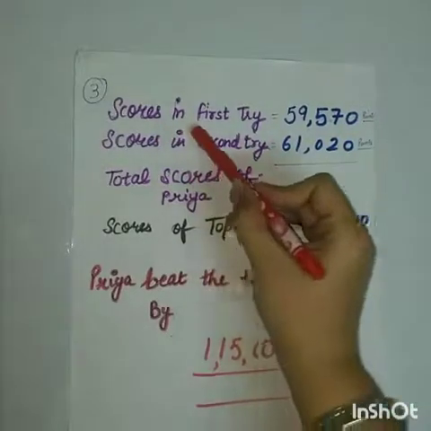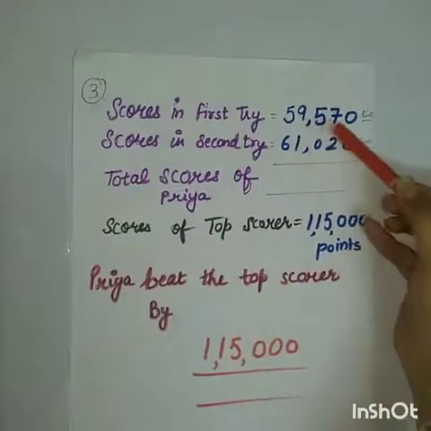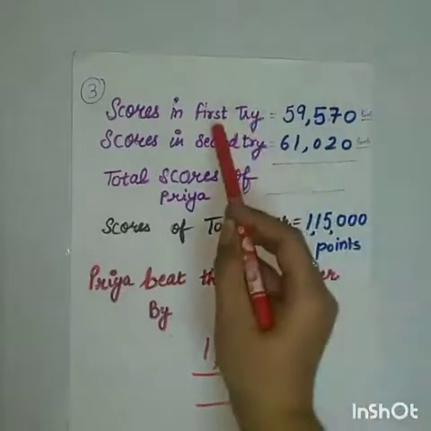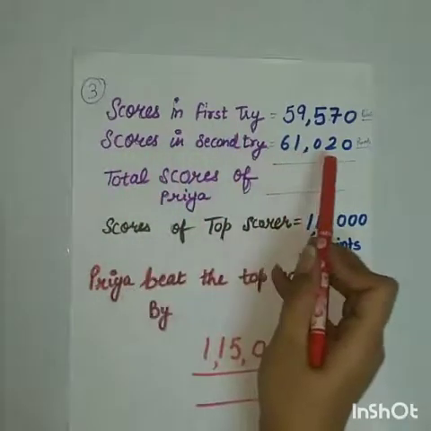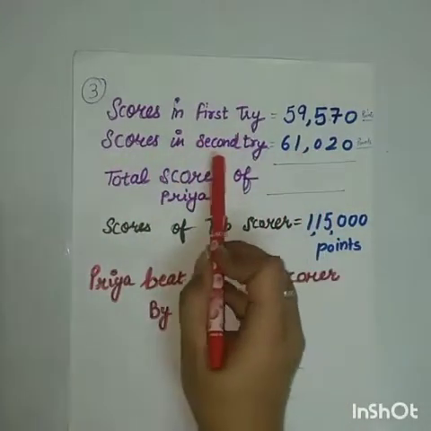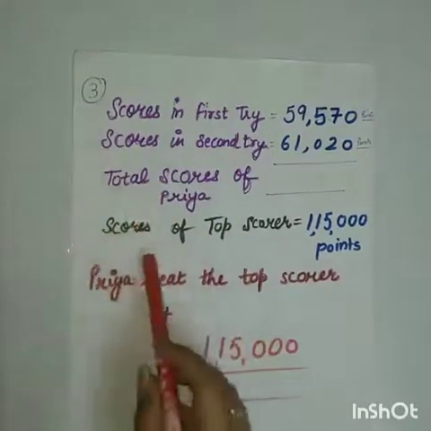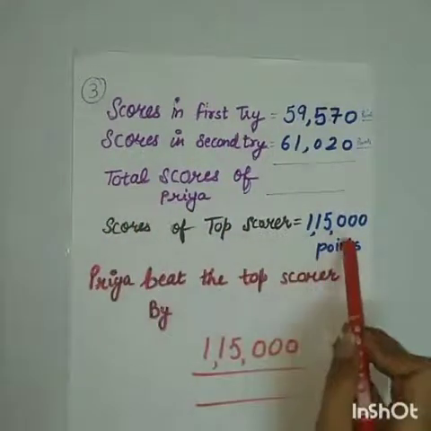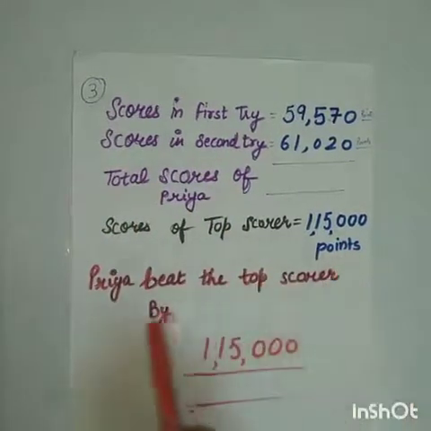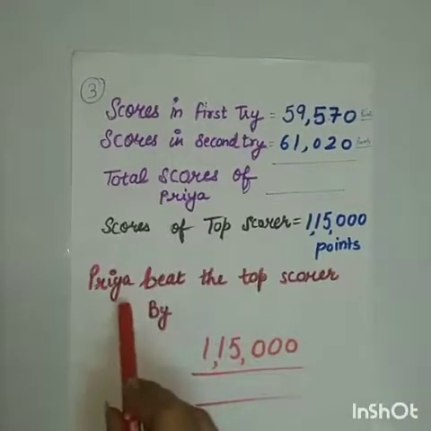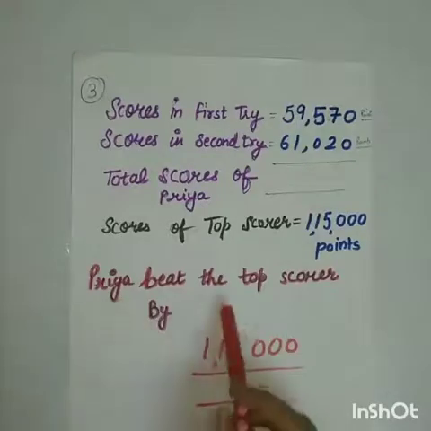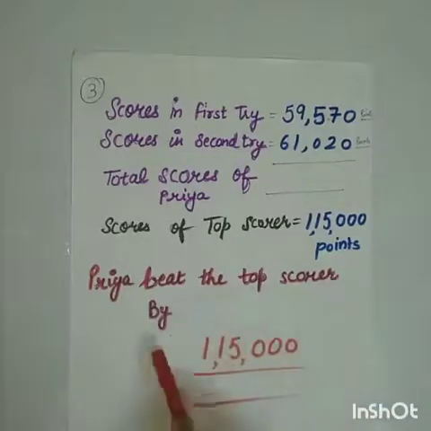Third question. Priya is playing in a tournament. She scores 59,570 points in first try and she scores 61,020 points in second try. The top scorer scored 1,15,000 points. The judges announce that the new winner is Priya. By how many points did Priya beat the top scorer?